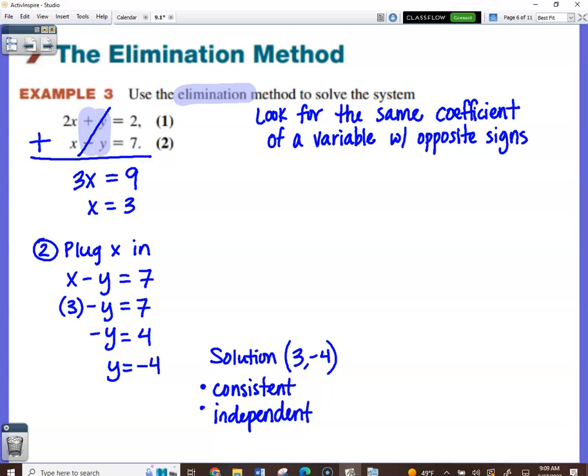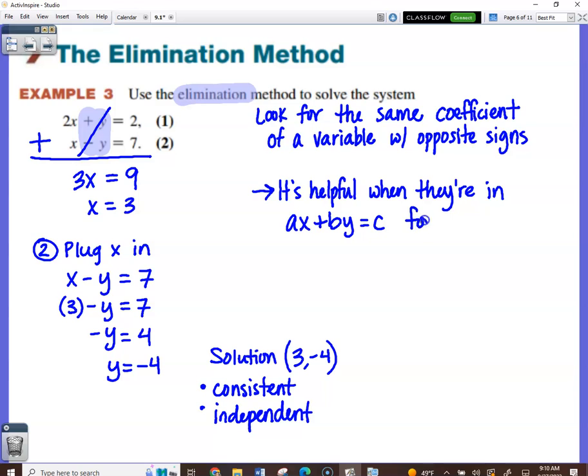Let's make note of 2 things. The first, it's helpful when they're in ax plus by equals c form, which is called standard form. Doesn't have to be, but it helps, I think, visually. A lot of people keep their thought process in order.